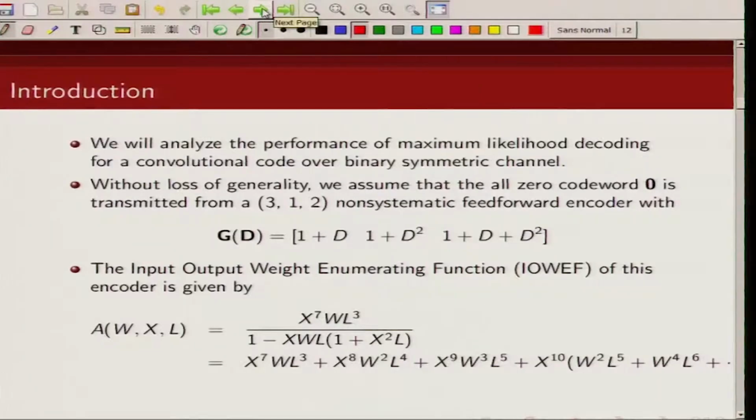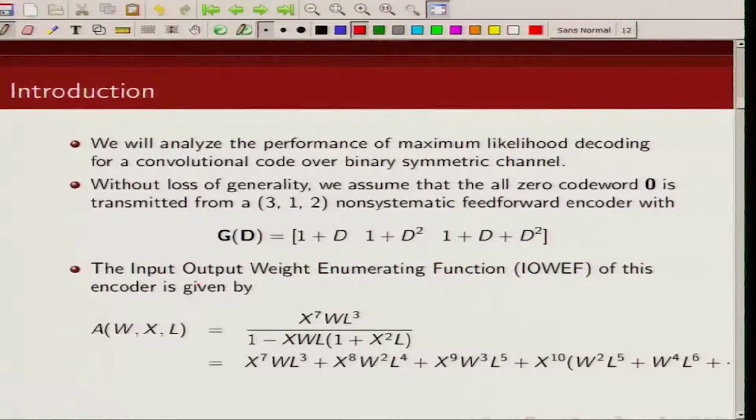Now, we would require one more concept which we discussed in lecture 2C, which is the input output weight enumerating function. What does the input output weight enumerating function tell us? It tells us what is the input, what is the corresponding output that it will cause, and what is the length of that particular sequence. As you can see, these all 0 paths through the trellis are all valid code words. So, this weight enumerating function essentially enumerates all non-zero code words.